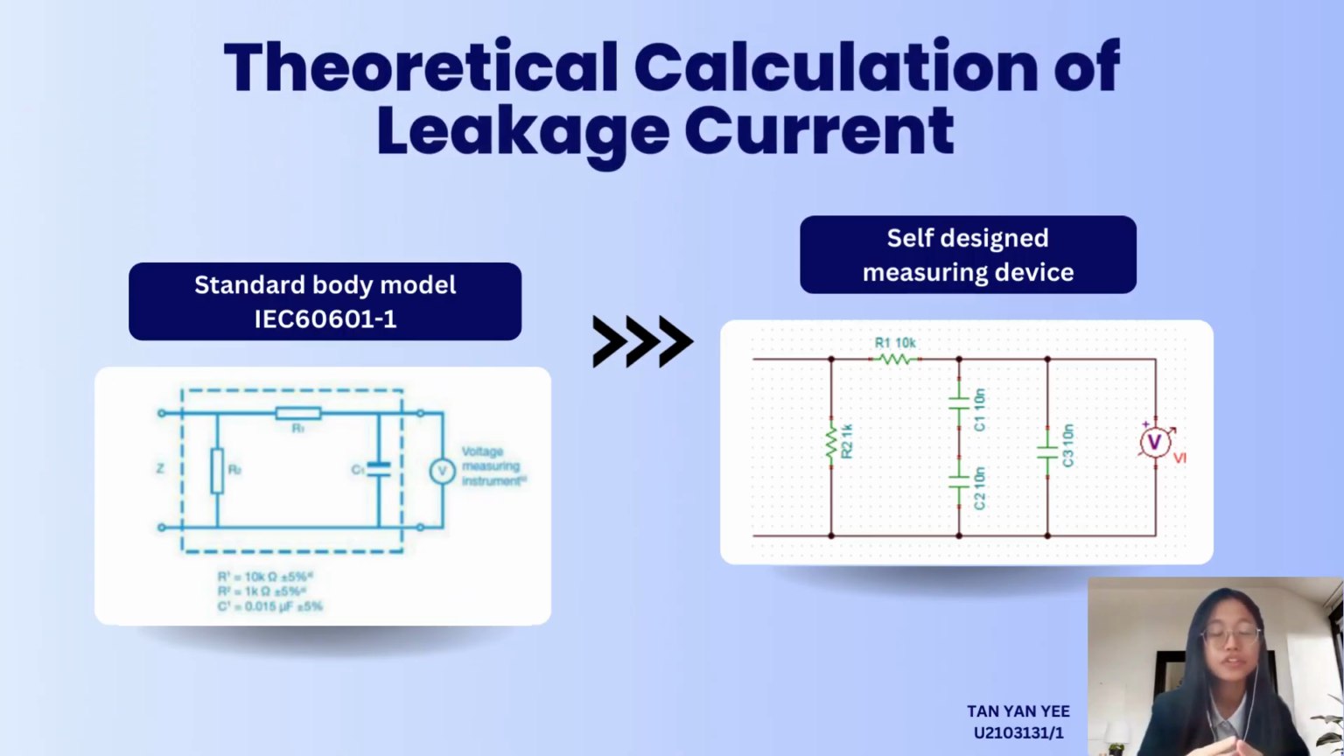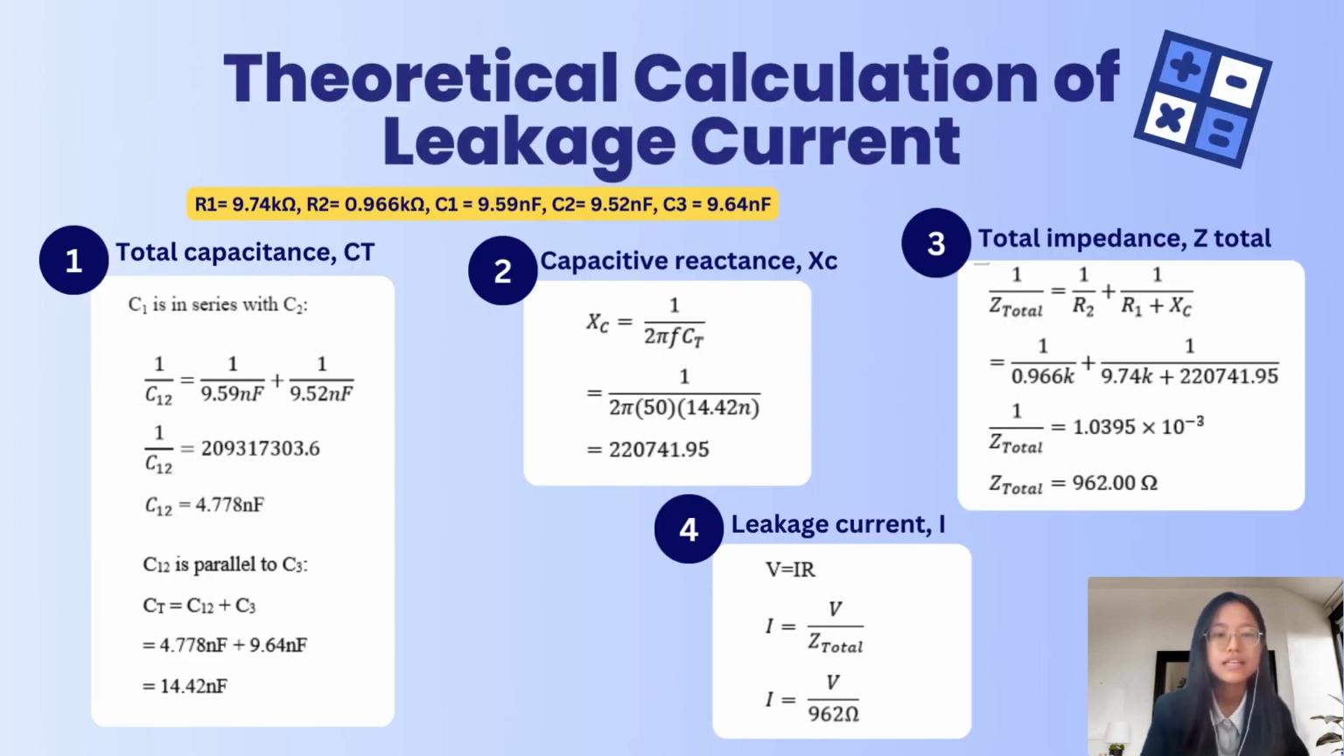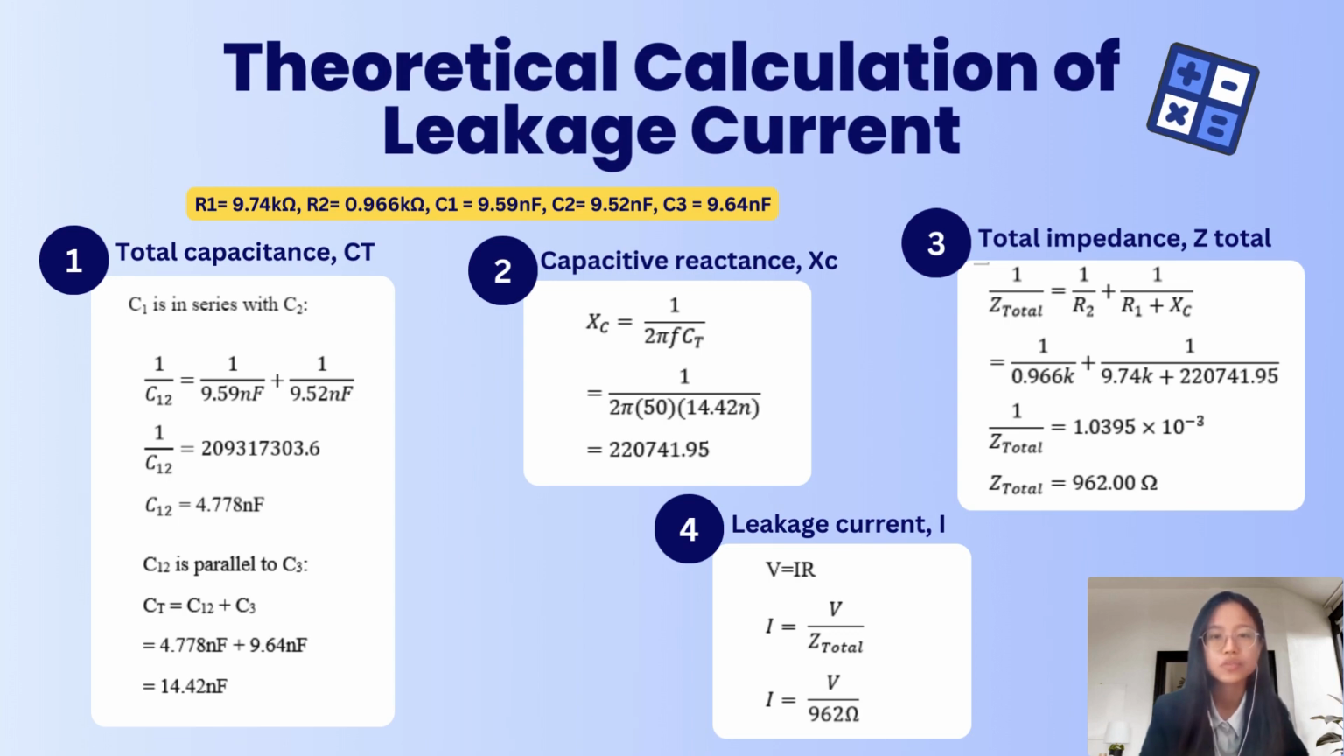Now, moving on to the theoretical calculation of leakage current. The circuit on the right-hand side is designed by our group based on the standard body model, which is on the left-hand side. There are slight changes made due to the electronic components constraint from the medical electronic lab. The total capacitance of 0.015 microfarad is achieved by connecting one 0.01 microfarad capacitor in parallel to two 0.01 microfarad capacitors that are connected in series. The values of resistance and capacitance measured with a multimeter are highlighted in yellow in this slide.